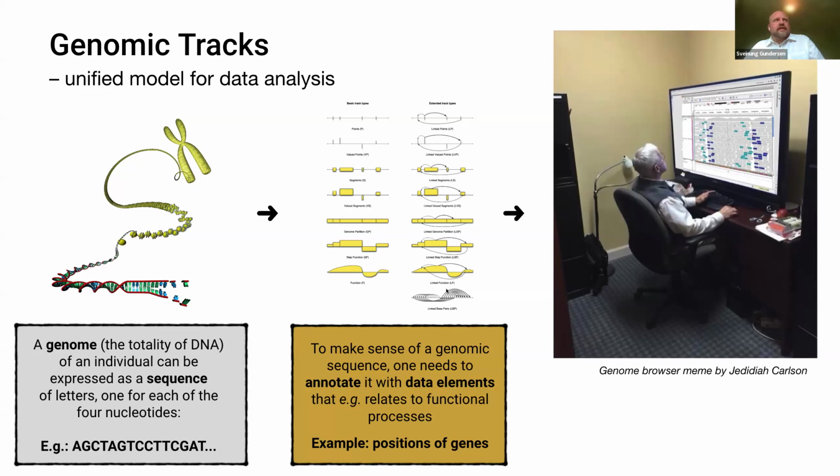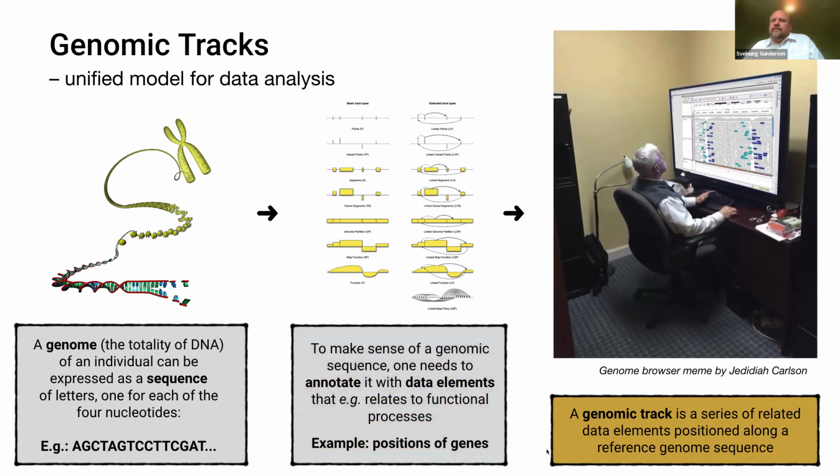And basically, you can look at this as a sort of one-dimensional data model where some sort of information can be put on a sequence line. And the sequence line sort of forms the coordinate system here. Yeah, so in conclusion, a genomic track then is a series of related data elements positioned along a reference genome sequence, forming one sort of line which is showing information about the same type of element.